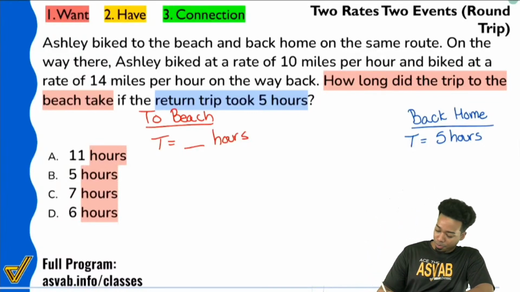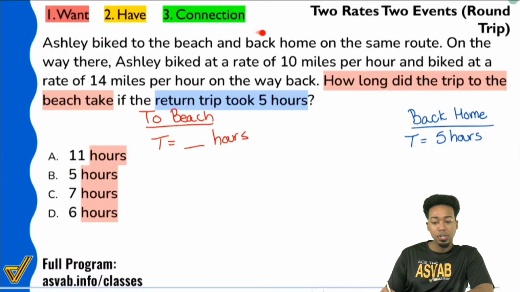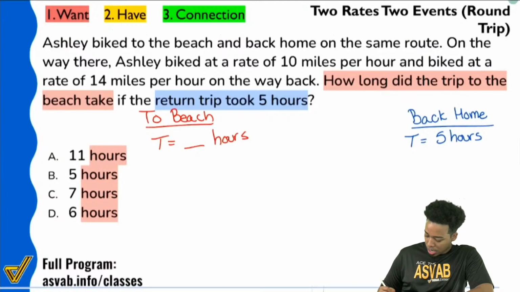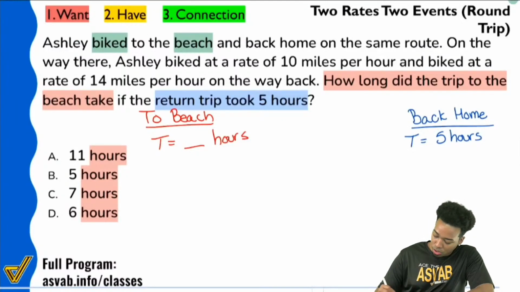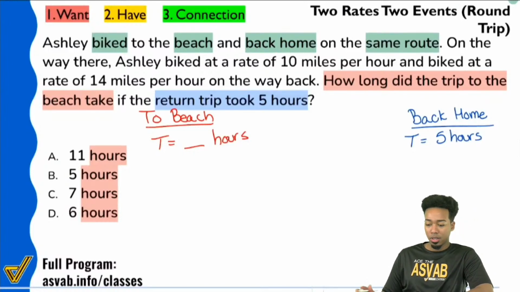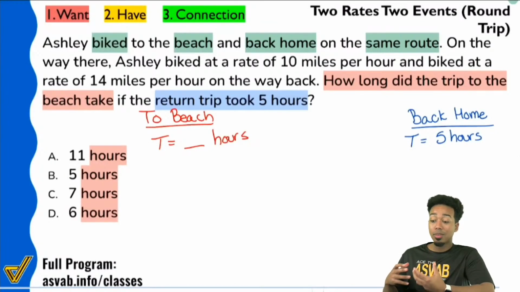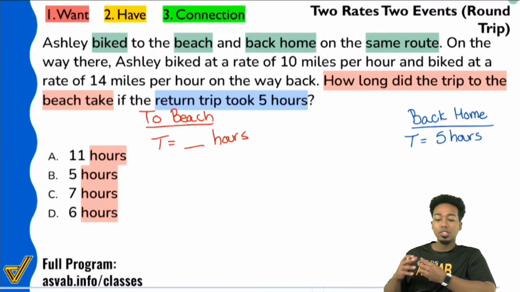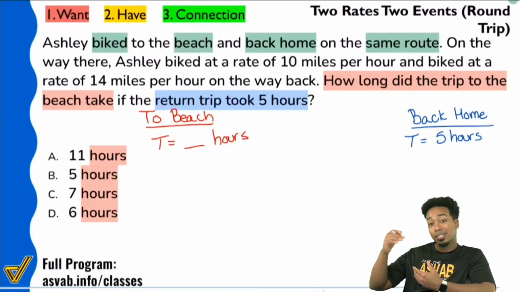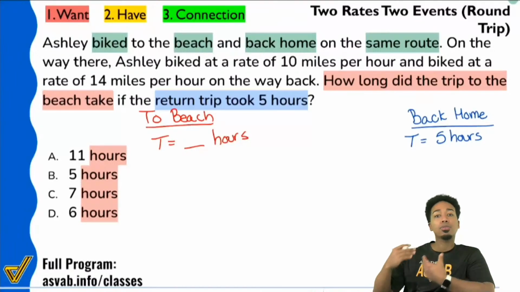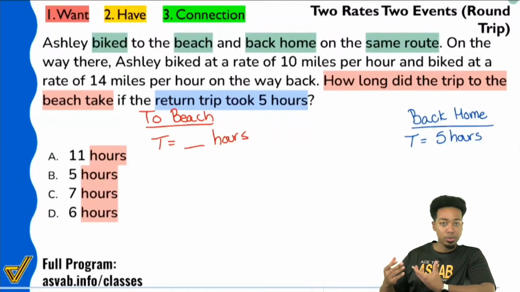So up next, we read through the question here and it says, Ashley biked to the beach and back home on the same route. Everybody, what is that signal here? Bike to the beach, back home, same route. What does that mean? Yes, distance. So same distance. Yeah, the distances are going to be the same for both scenarios. The distance to the beach and the distance back home are going to be the same if we're taking the same routes.